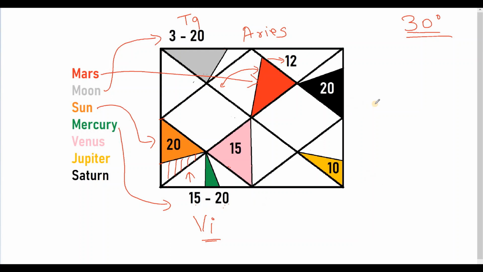So first of all, what this picture clearly shows is that the entire sign is not Mool Trikon sign. It is a specific area within that sign which is considered as the Mool Trikon area. And second thing, there are exceptions like Moon. The Mool Trikon of Moon entirely falls in a sign which is ruled by Venus. So it is not always that the Mool Trikon area falls in a sign owned by that planet.